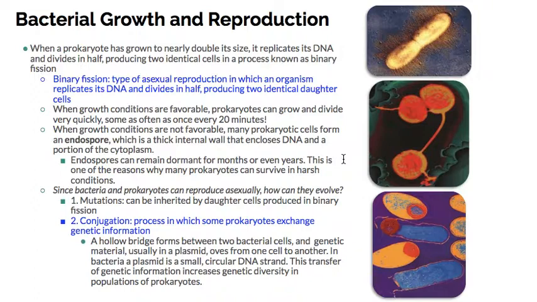So the question we always get is, well, since bacteria and prokaryotes can reproduce asexually, how can they evolve? There are two ways in which that can happen. The first one is mutations, and mutations can be inherited by daughter cells produced in binary fission. We're going to talk about this in evolution once we get there, but if it's a favorable mutation that helps that bacteria survive, then that favorable condition can be passed along to the next generation, and that's one of those things that drives adaptation. The next thing is called conjugation, which is the process in which prokaryotes exchange genetic information.